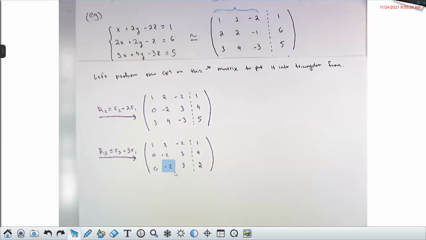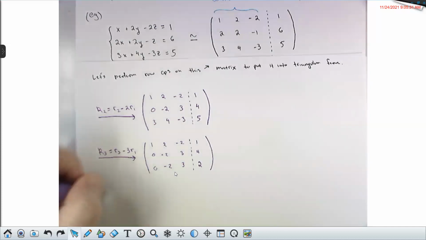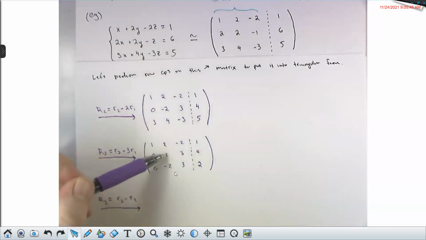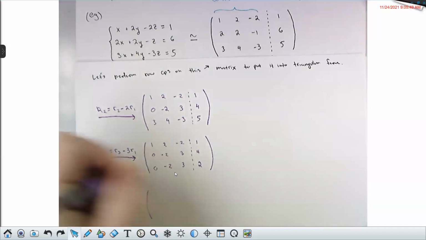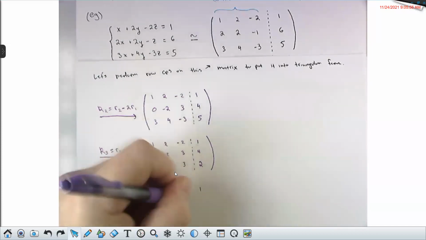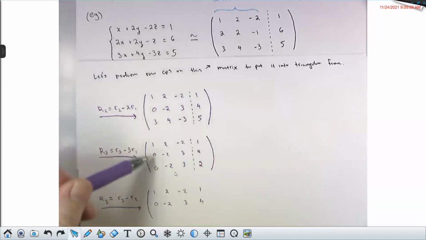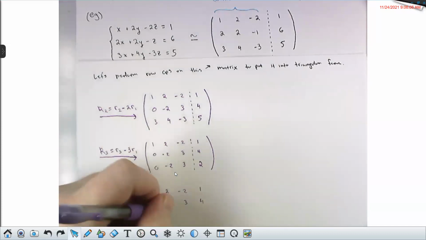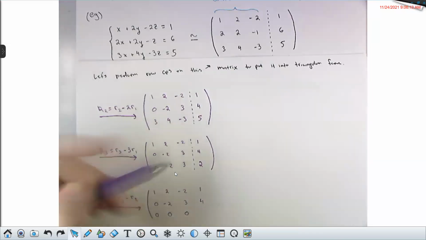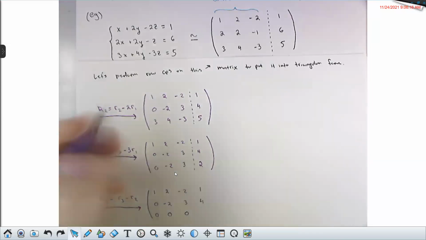I want a 0 here next. So I'm going to be modifying row 3. Row 3 will be -1 times row 2. So it's old row 3 minus old row 2. Multiply this by -1 and add it to this. Rows 1 and 2 don't change. 1, 2, -2, 1, 0, -2, 3, 4. -1 times this plus this is still 0. -1 times this is 2 plus -2 is 0 by design. -1 times this is -3 plus 3. Ooh, we also killed that in the same move. -1 times this is -4 plus this is -2.